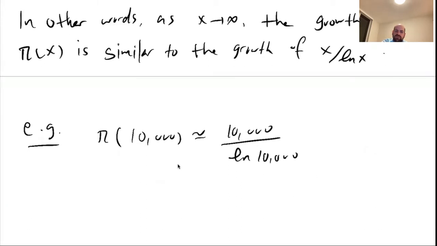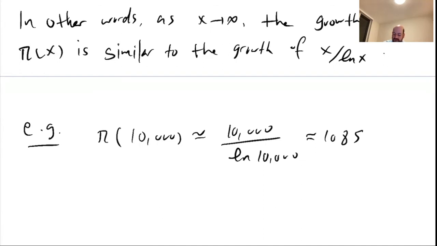So let me tell you how much this number is. 10,000 over ln 10,000 is almost 1,085, which is a relatively large number, you know. Among the first 10,000 numbers, almost 1,000 of them are prime.